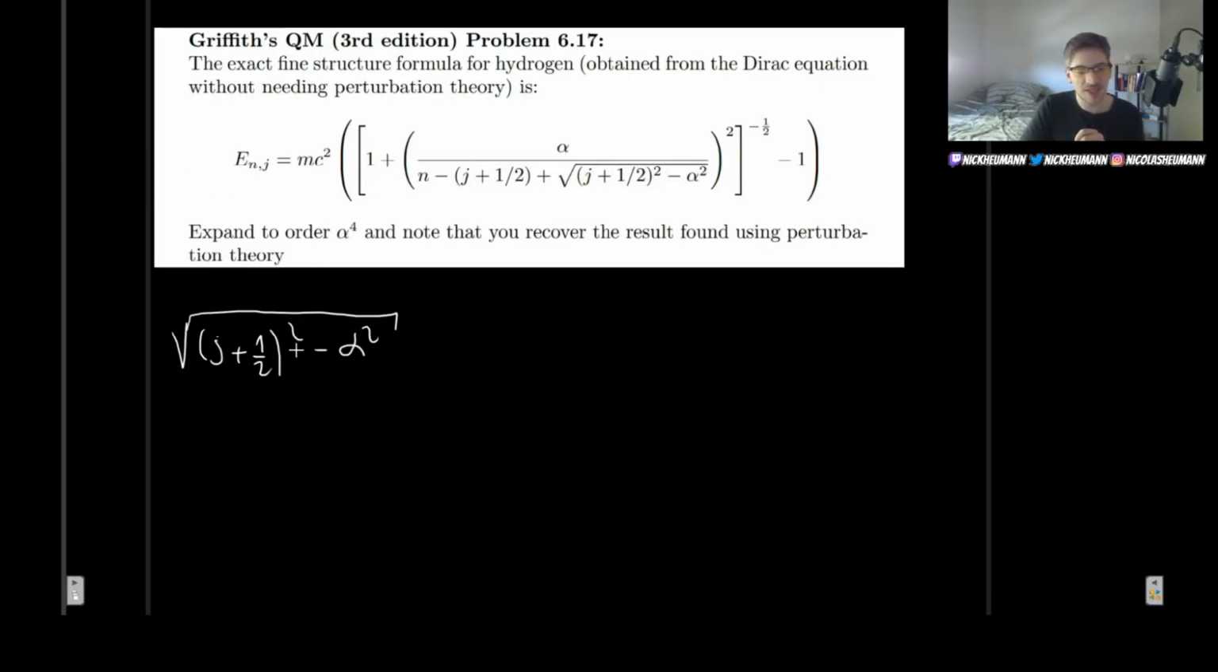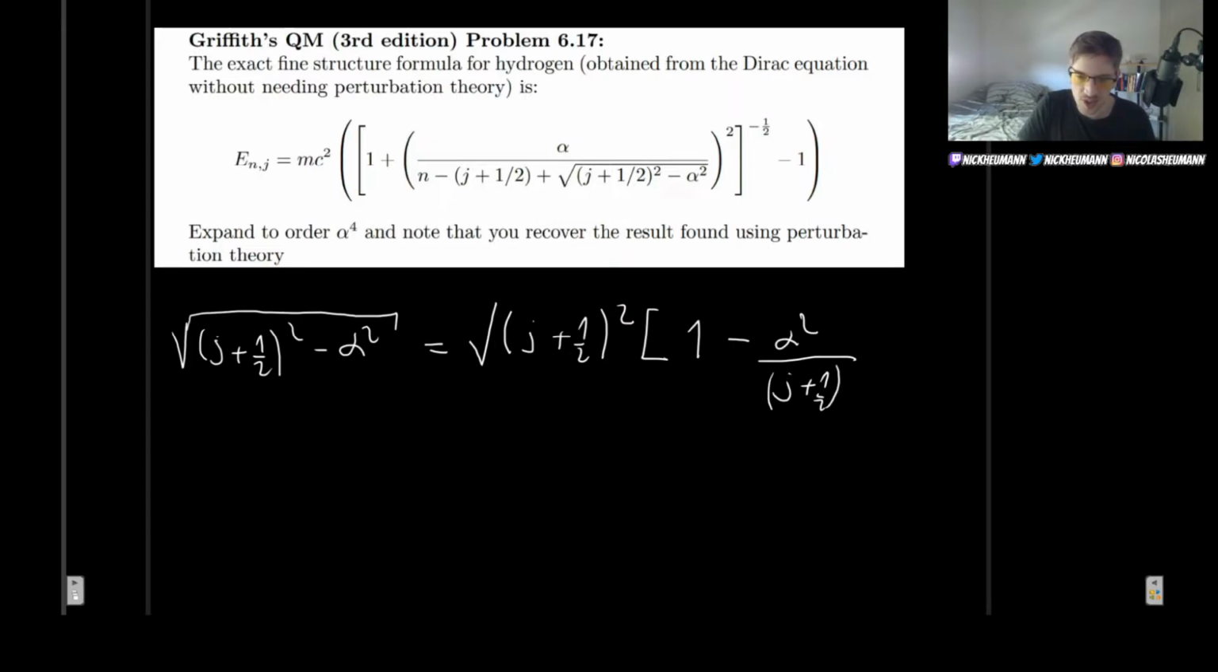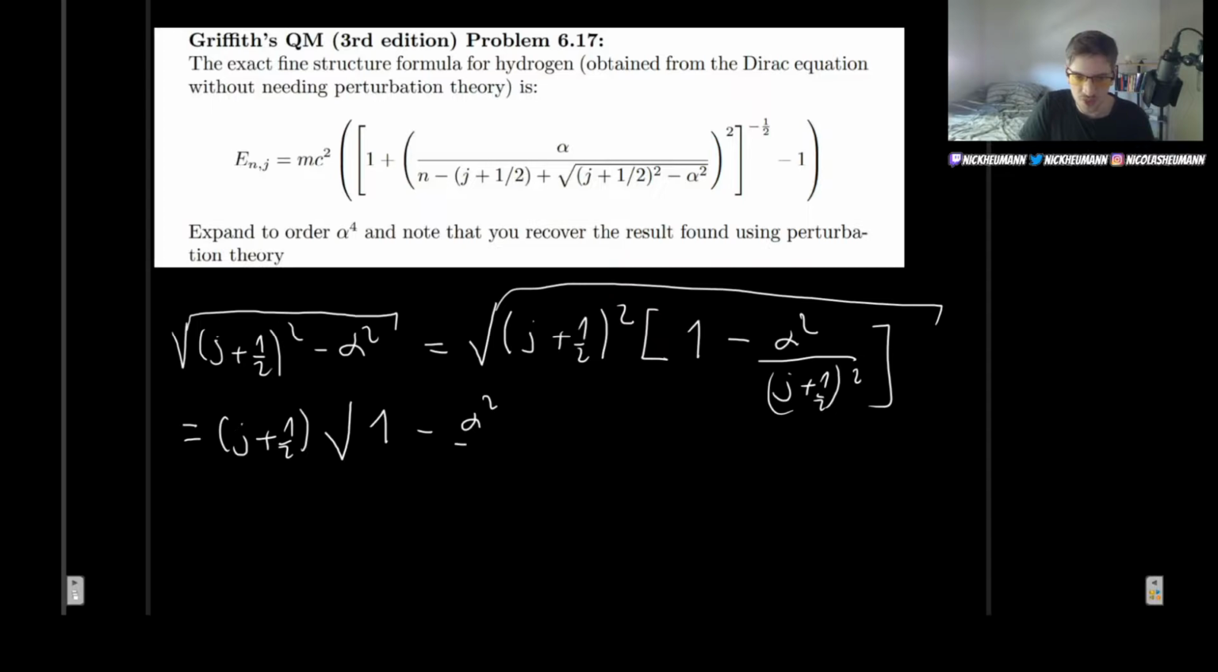So what we want to do is isolate, or basically factor out not the alpha, but the other thing. So this j plus 1/2 squared. So let's do that. So the square root of, and now let's factor out j plus 1/2 squared times 1, right? So this was the first part, minus alpha squared divided by this. So we didn't really change anything here. So now we can pull this out from the square root. So we get this is equal to j plus 1/2 times the square root of 1 minus alpha squared over j plus 1/2 squared. Okay, so now we have this square root, which is 1 minus something small.